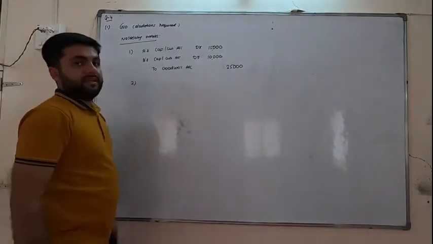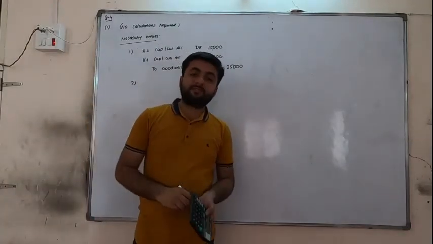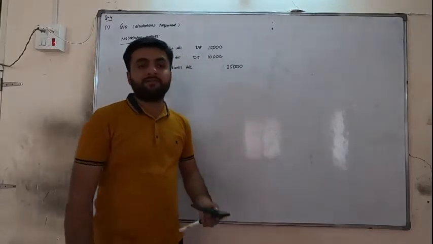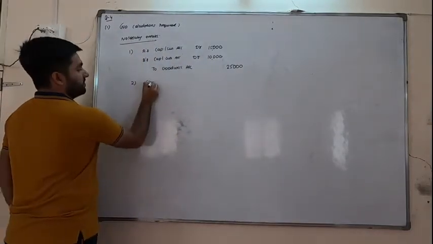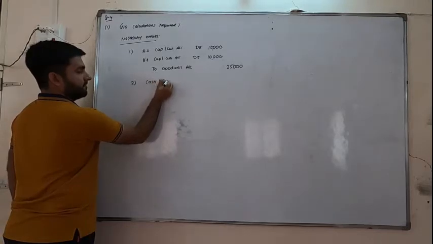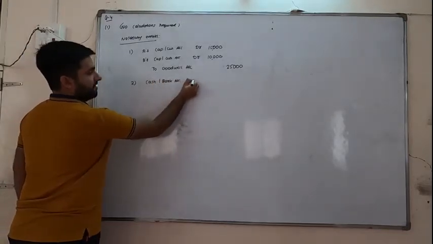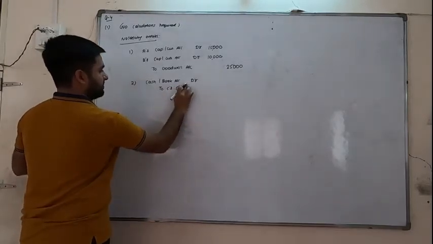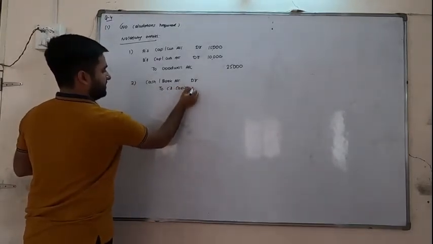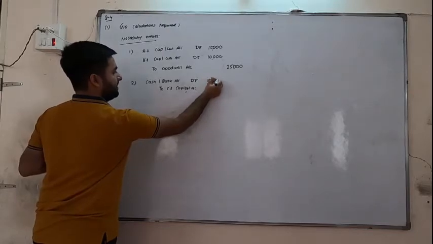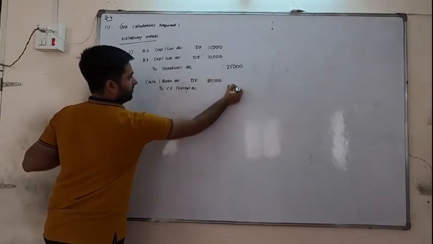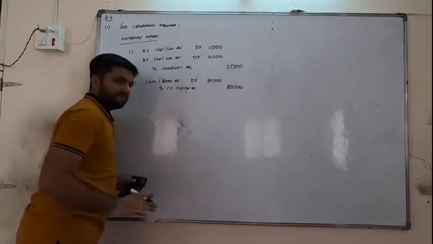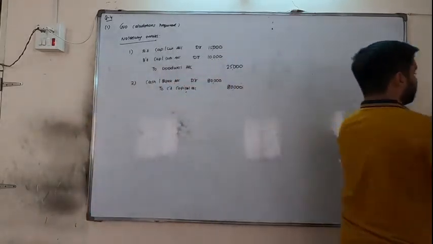Second entry is regarding capital, that C is bringing capital. Yes, he is bringing 80,000 as cash in capital. So cash or bank account debit to C's capital account, amount 80,000. Okay, the sum is over, first case is over.